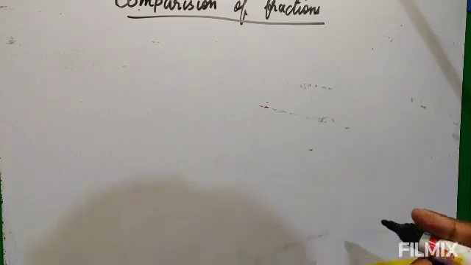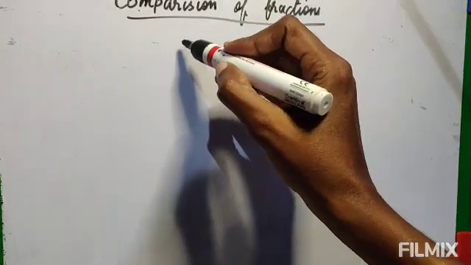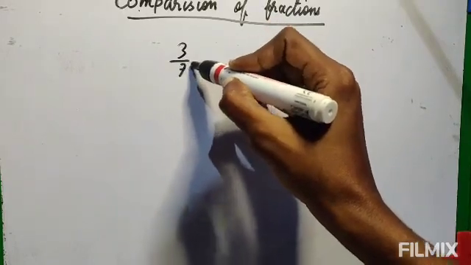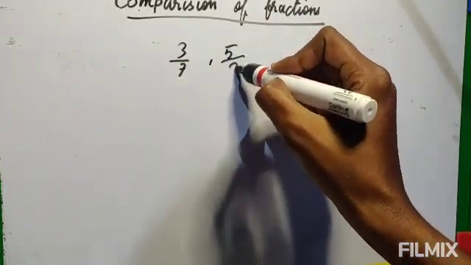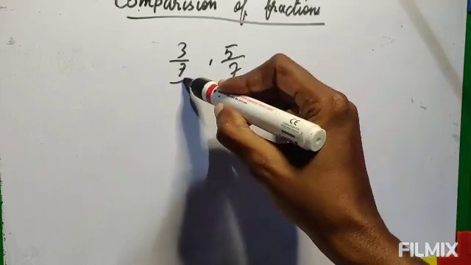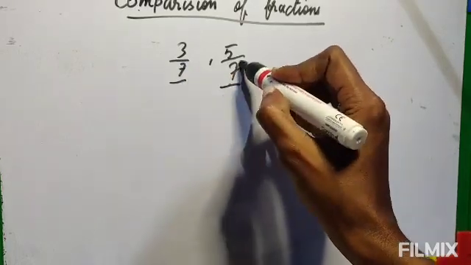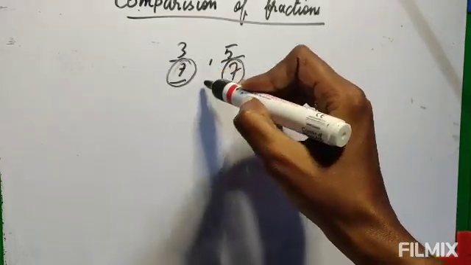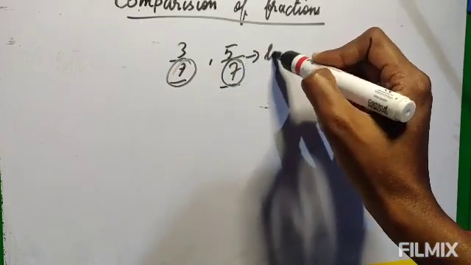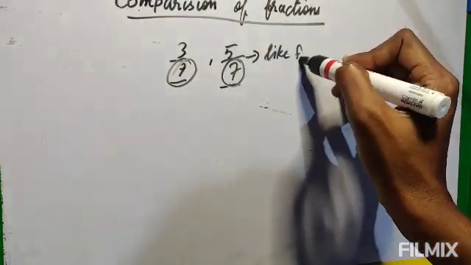Okay, you have already learned what is a like fraction and what is an unlike fraction. Suppose we have 3 by 7 and 5 by 7. Both have the same denominator. Here also 7, here also 7. Since they have the same denominator, they are called like fractions.